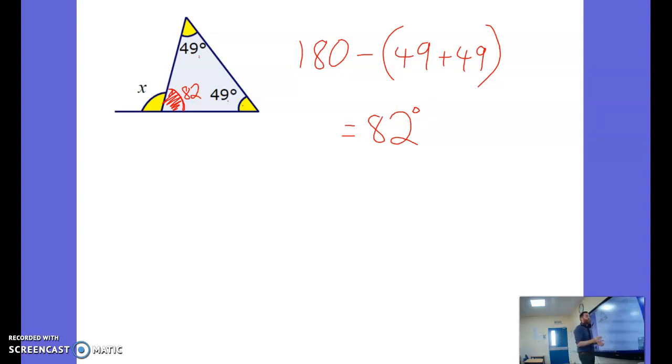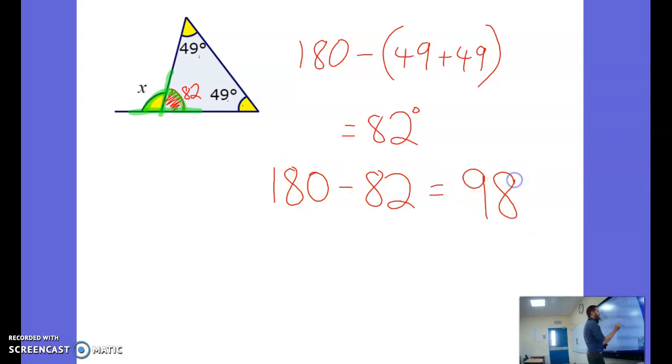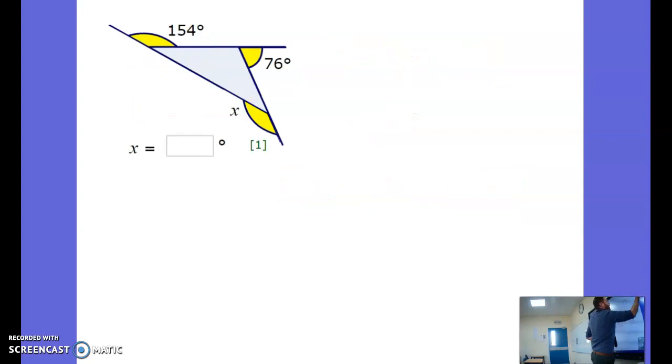And then what I know is that I have a straight line here. So those two angles must add up to 180. And in fact, we end up back where we started with the 98. So x equals 98 degrees. Okay, so we found angles in a triangle add up to 180. Then we look for that straight line, and that adds up to 180 as well. 180, very useful in angles.